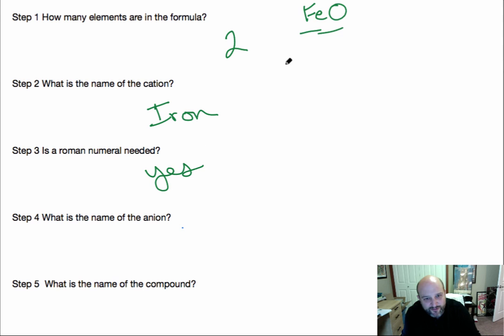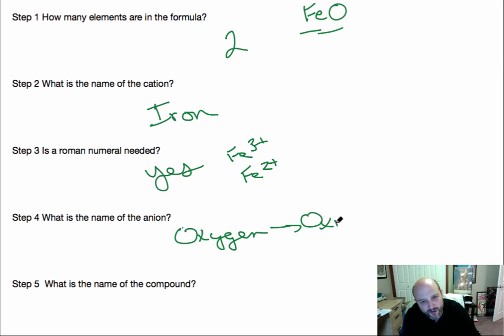We have to find out what the charge is. There are two: an Fe3 plus and an Fe2 plus, a ferric and a ferrous. We have to find out which one this is. And what is the name of the anion? Well, it's oxygen. That's changed to oxide because it's an anion. So that's called an oxide.